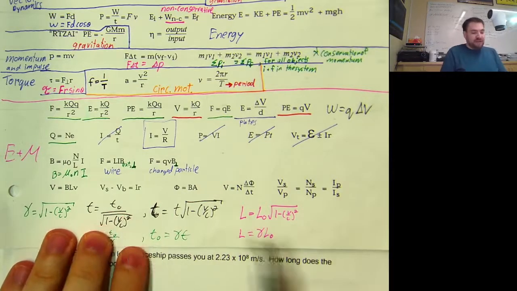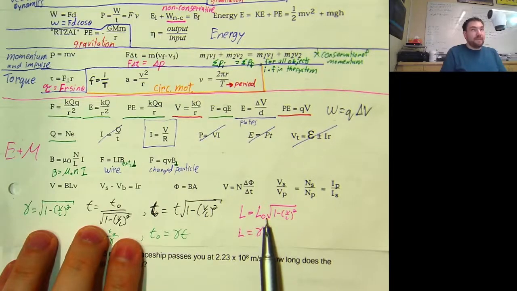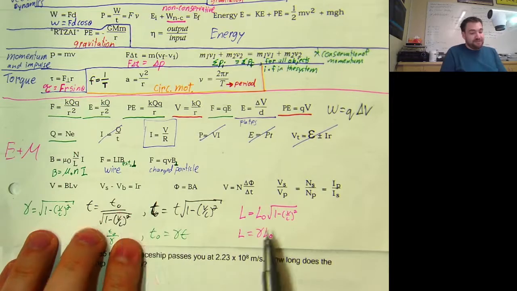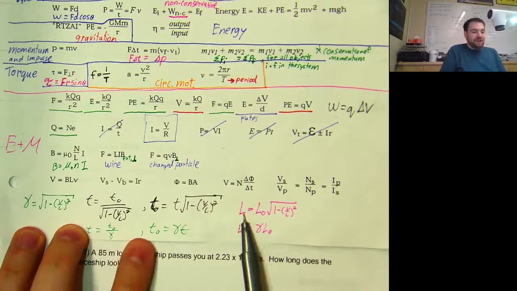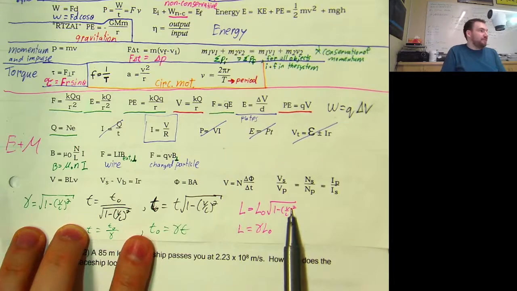So there's a slight difference now between the length contraction equation and time dilation. Time dilation versus length contraction. Time dilation is T equals T naught over square root of 1 minus V over C all squared. And the length contraction is given to us by L equals L naught times this factor here.